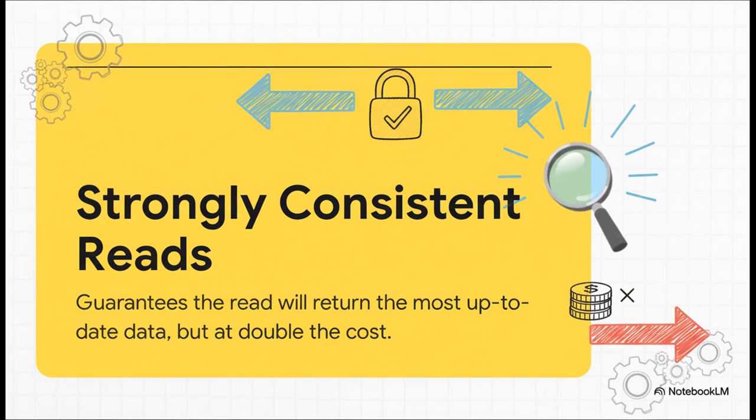Now, the other option is the strongly consistent read. You have to specifically ask for this one, and it gives you a rock-solid guarantee. You will always see the absolute most up-to-date version of the data. The trade-off is just as simple. That guarantee is gonna cost you double.